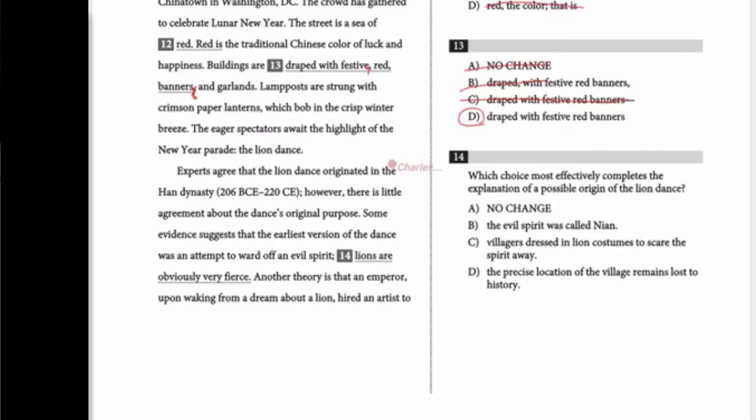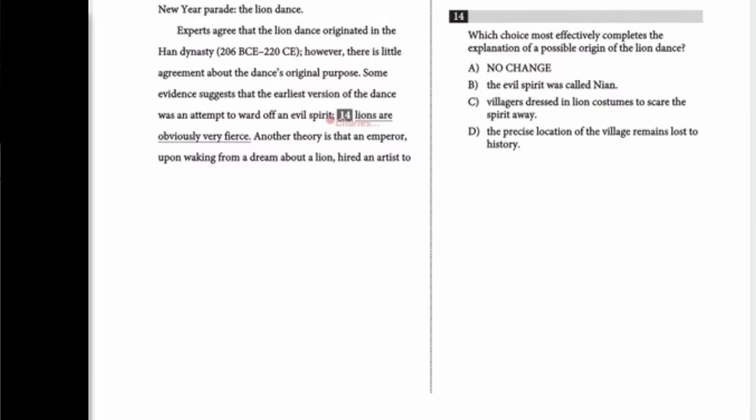Okay, moving on to 14. So evidence suggests that the earliest version of the dance was an attempt to ward off an evil spirit, semicolon. Lions are obviously very fierce. Okay, so those are two independent clauses separated by a semicolon. The semicolon's not even underlined, so that's not an issue. Question is, which choice most effectively completes the explanation of a possible origin of the line dance? So our goal is to find an origin of the line dance.